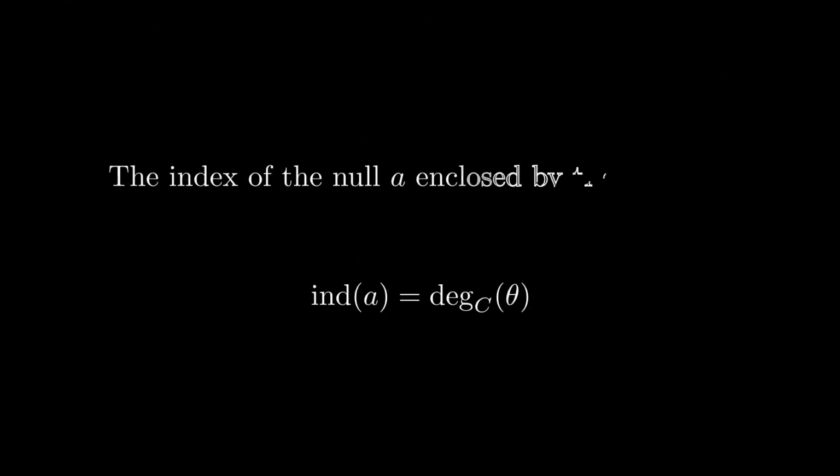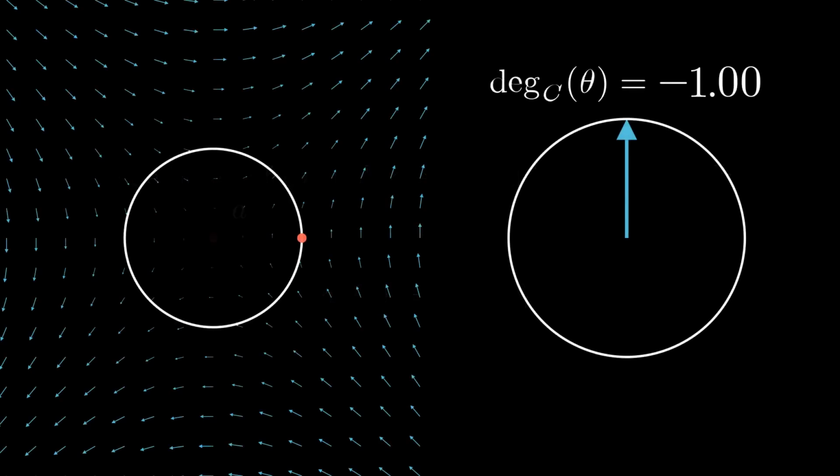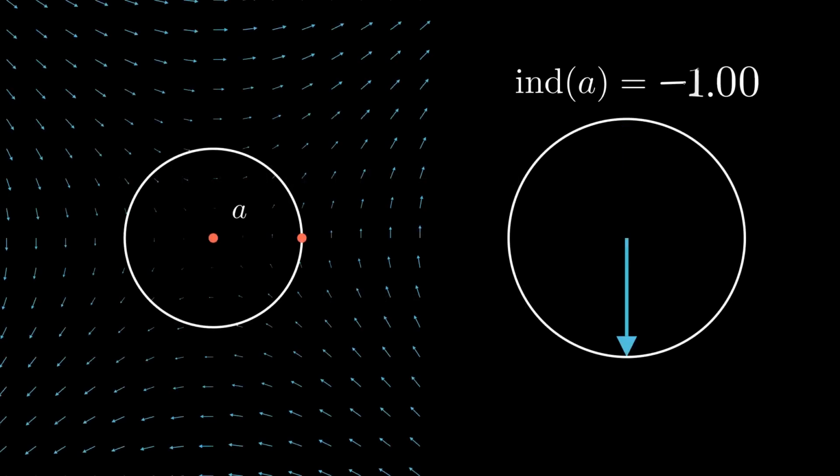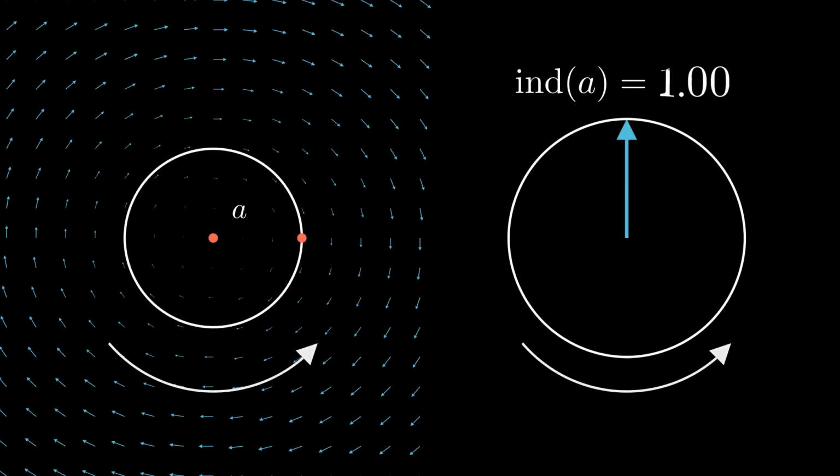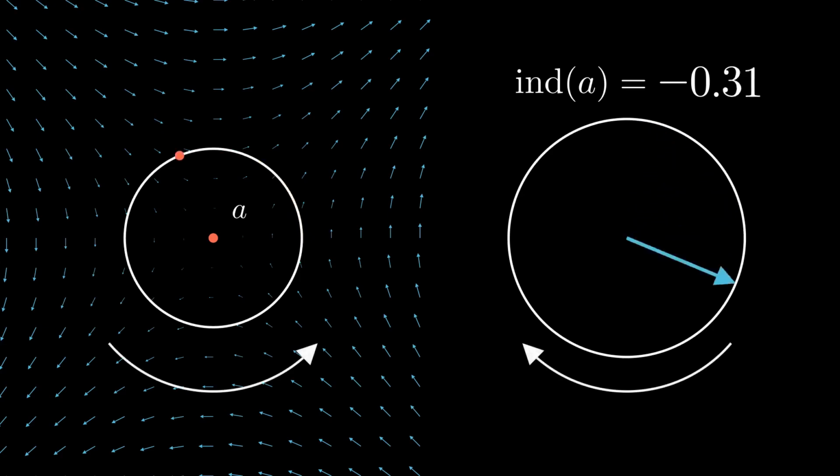Now we can define the topological index, or Poincare index, of a null. The topological index is just the degree of theta over any curve enclosing the null. As we saw a moment ago, circular nulls have index +1, and saddle-shaped nulls have index -1.